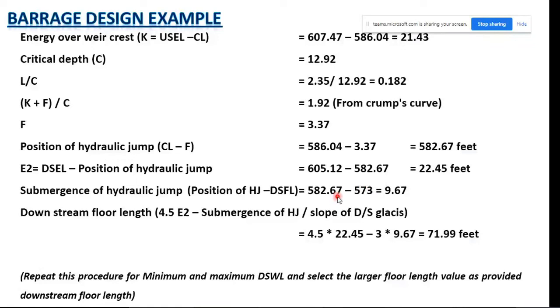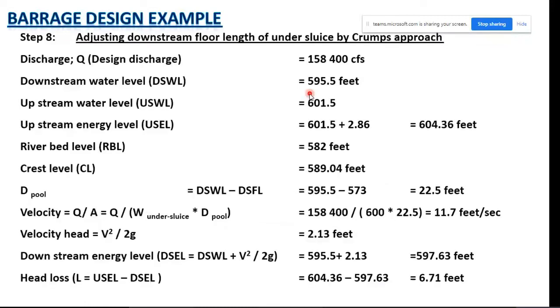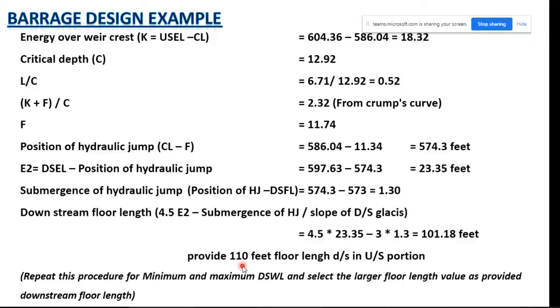This downstream floor level is as decided in the first method. The downstream floor length will be the difference of 4.5 times E2 and the position of the hydraulic jump in the horizontal direction. Again, the same steps are repeated for a minimum value of discharge and the minimum value of downstream water level, and again the lower water level is giving us a greater value of the downstream floor length, which will be provided for the undersluice portion.